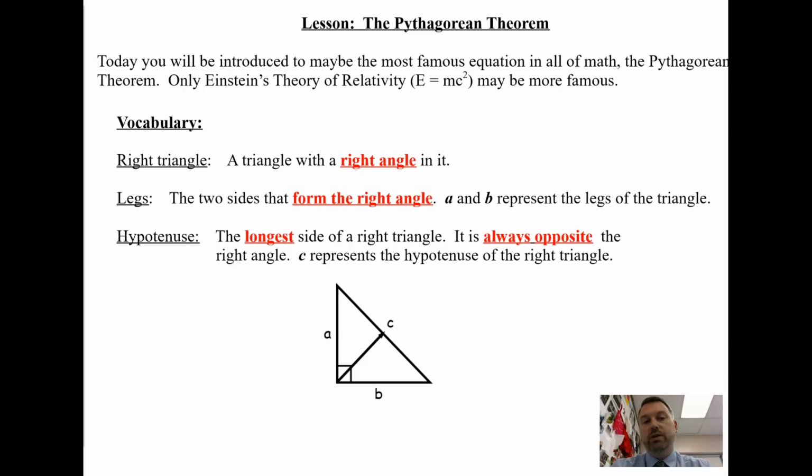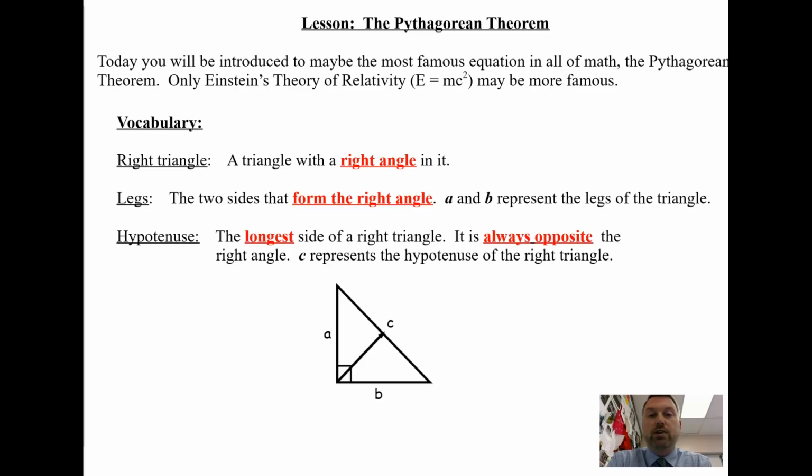It says today you'll be introduced to maybe the most famous equation in math, the Pythagorean theorem. When you see memes or cartoons or movies, and they want to show some random math stuff, a lot of times they'll have the Pythagorean theorem, a squared plus b squared equals c squared, in there somewhere, or E equals mc squared, one of the two. Only Einstein's theory of relativity, E equals mc squared, may be more famous.